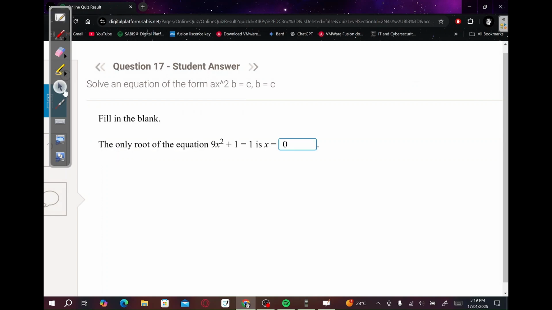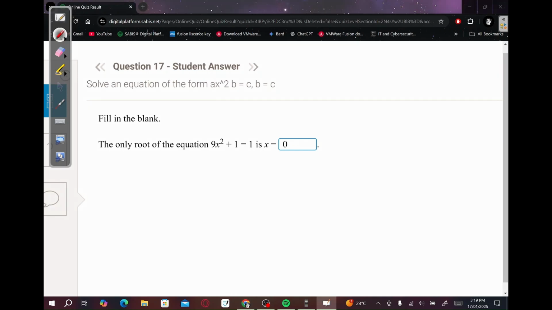Solve the equation of the form ax squared. Okay, the only root of the equation here. So 9x squared plus 1 equals 1. Obviously, you're going to take this to the other side. It's the only logical thing. 9x squared is equal to 0.